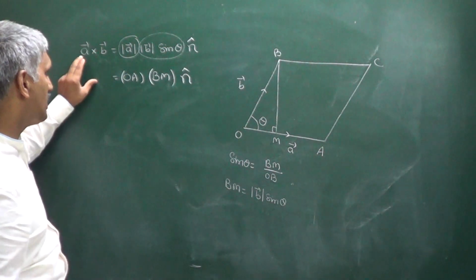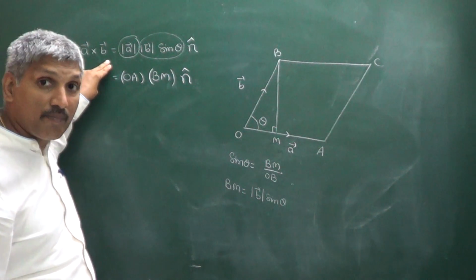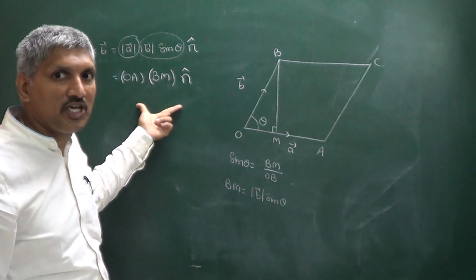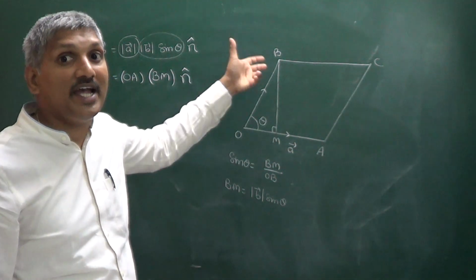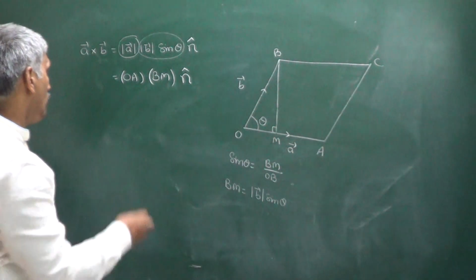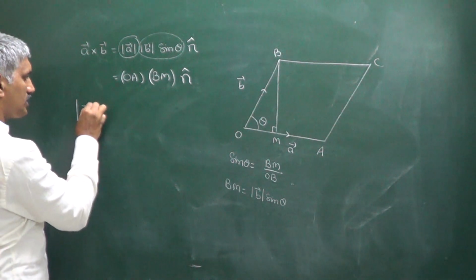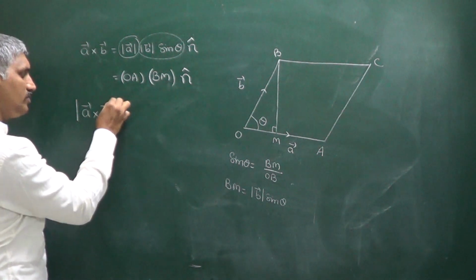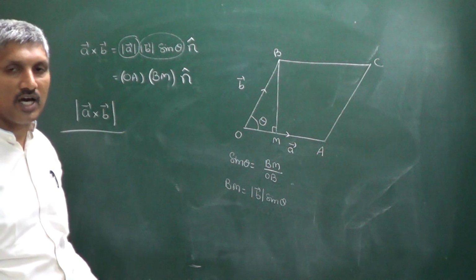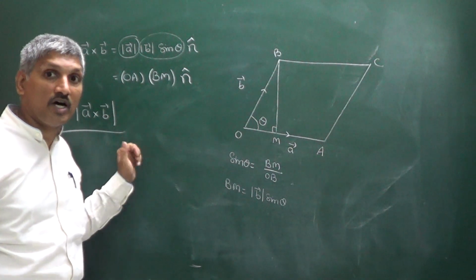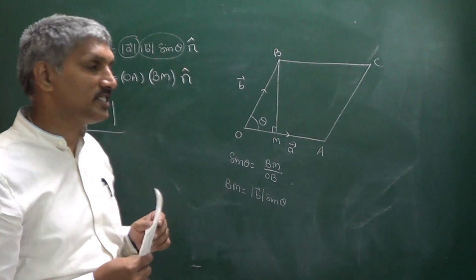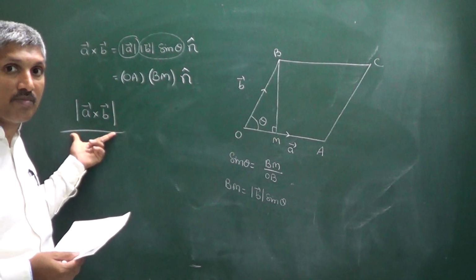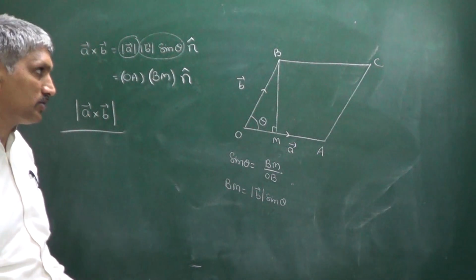Base into height is nothing but the area of the parallelogram multiplied with n cap. That's why we can say A bar cross B bar represents the vector area of the parallelogram with A bar and B bar as adjacent sides. So magnitude of A bar cross B bar is nothing but the area of a parallelogram with A bar and B bar as adjacent sides. If A bar, B bar are the adjacent sides, then the area of the parallelogram is given by magnitude of A bar cross B bar.